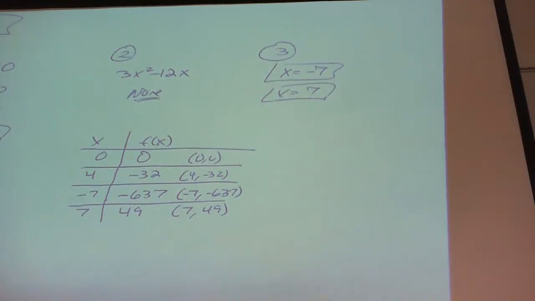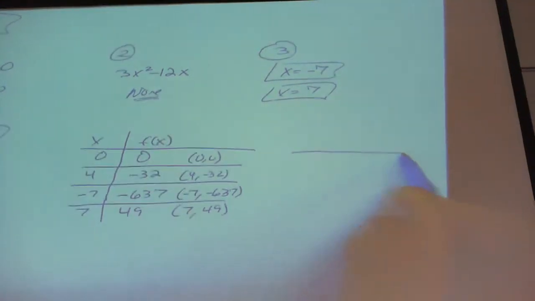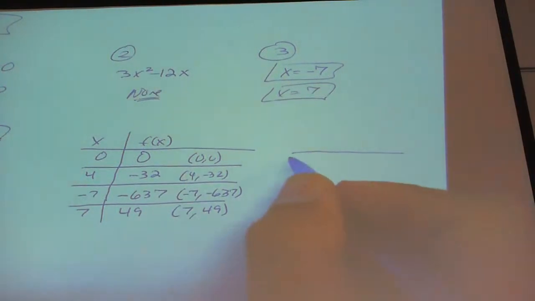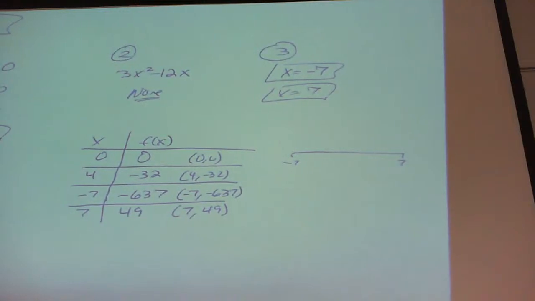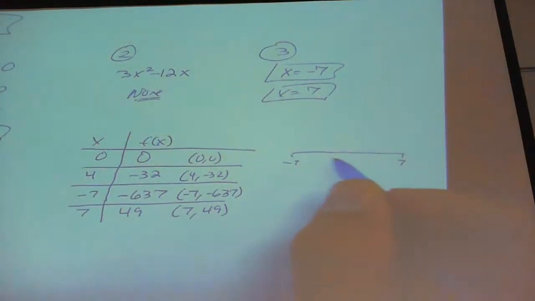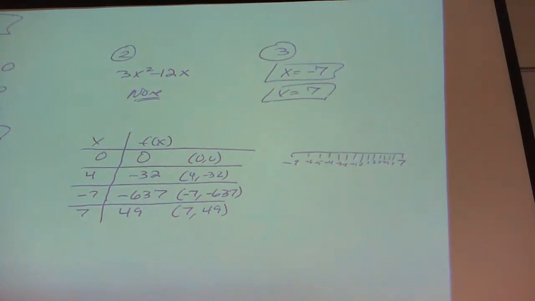Okay? Now, if you need to see if it's a max or a min or what it is, I need an appropriate window. What will my x-axis be? That's it, negative 7 to 7. Why? That is a domain. Those are endpoints. Nothing exists before. Nothing exists afterwards. So negative 7 to 7.